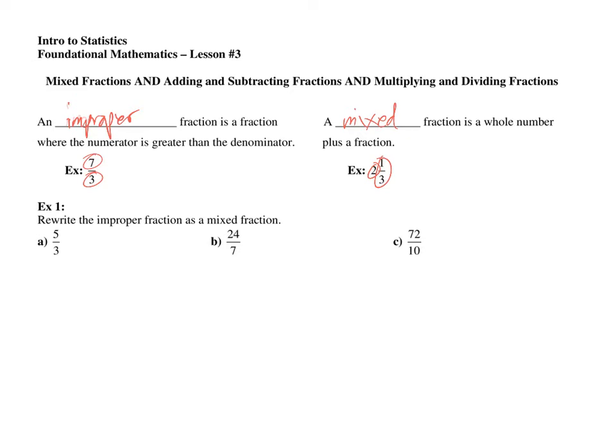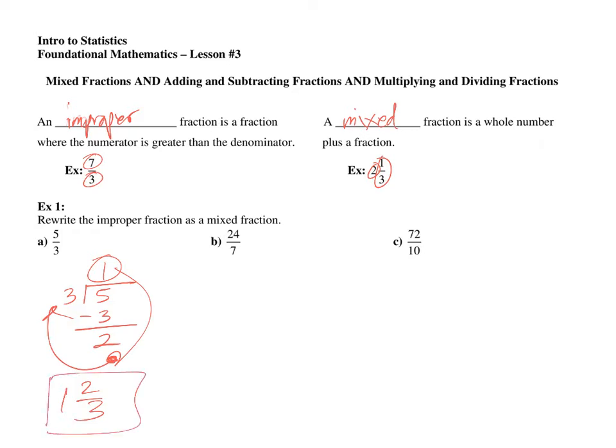So 5/3. How do we rewrite that as a mixed fraction? Well, how many times does 3 go into 5? Alright, so setting up long division. 3 goes into 5 once. 1 times 3 is 3. Find the difference. Difference is 2. So how do we construct our mixed fraction? It's going to be 1 and 2 thirds. 1 and 2 thirds. All right, next one.